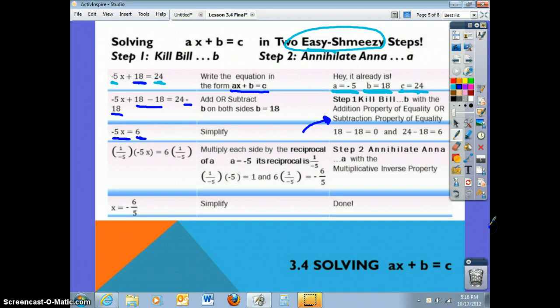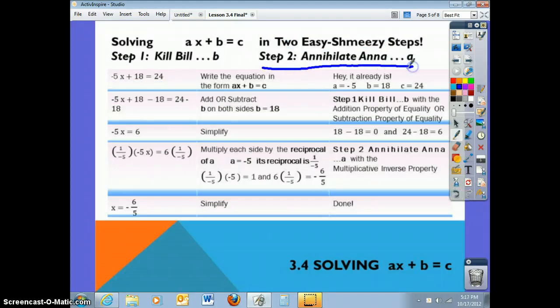So to get rid of Bill, you're going to either subtract something from both sides, or add something to both sides. Whatever you need to do to get rid of b, you're going to use one of those two properties. Once you've killed Bill, the next thing you're going to do is step 2, annihilate Anna, which is a.